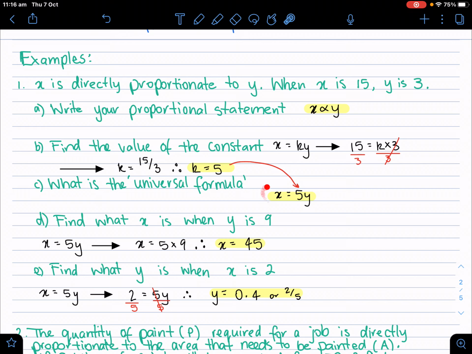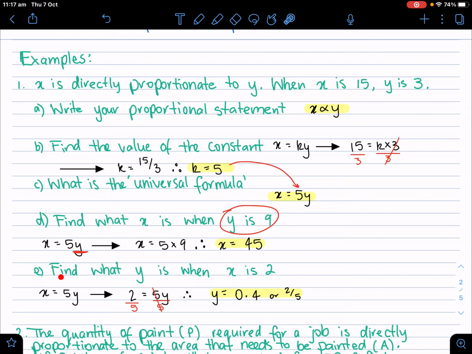I have a universal formula. It says find what X is, so X is still unknown, and Y is 9. So this Y is 9 value is going to go right there where that Y is. So now I have X equals 5 times 9, which equals 45. So quite simple to now find other unknowns when I have my universal formula. Let's go on to part E.